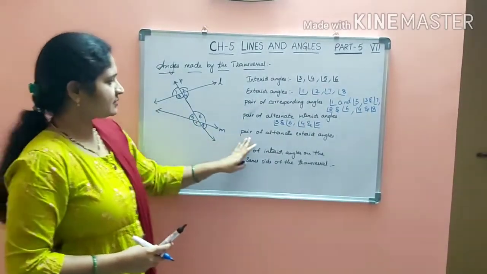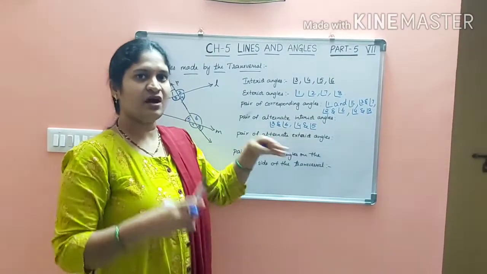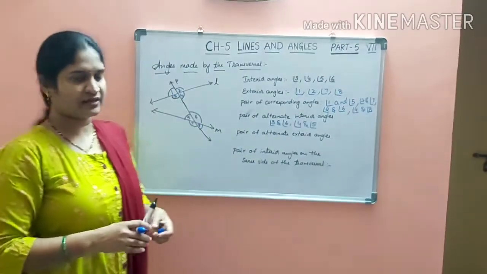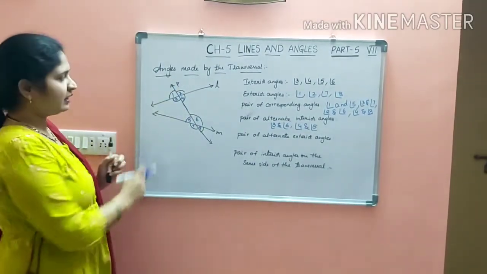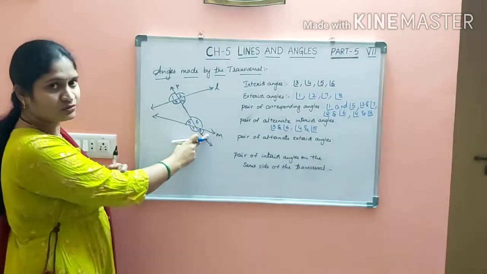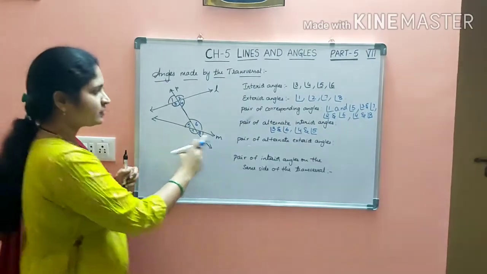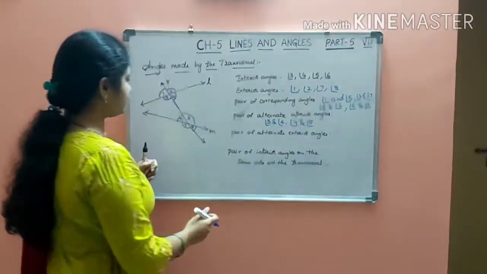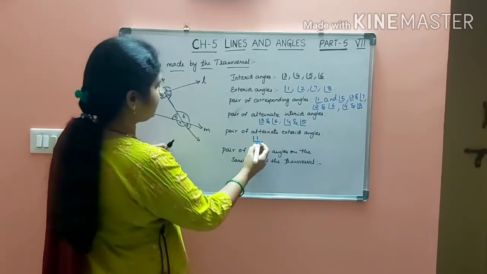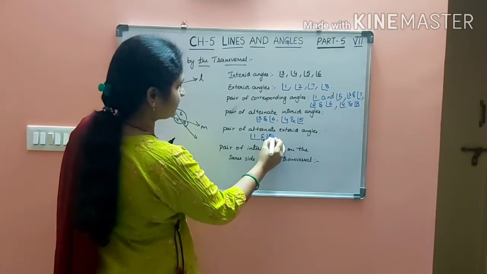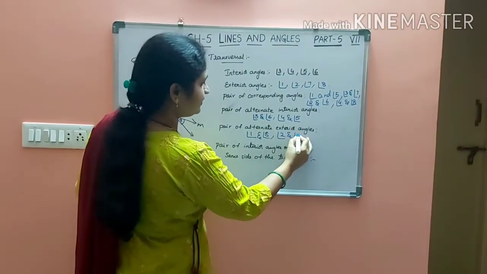Clear? Next, pair of alternate exterior angles. Exterior angles means again outside angles, the opposite angles. So exterior angles are 1, 2, 7, 8. In this, 1 is opposite to angle 8 and 2 is opposite to angle 7. So the pair of alternate exterior angles are angle 1 and angle 8, angle 2 and angle 7.